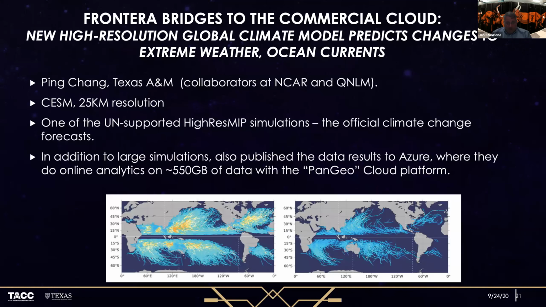And then the cloud integration is an example where it's used with some pretty big runs. This is Ping Chang, who leads a collaboration at Texas A&M, about 100 miles to my east, with some folks at NCAR and some folks in Taiwan at QNLM. They are doing some of the UN high-res MIP simulations, so, you know, official climate change forecasts. It's running the CESM code, which is fun to build all by itself, at 25-kilometer resolution globally. So they're big simulations, not good cloud simulations, right? These are multi-thousand node, large-scale runs over large periods of time.